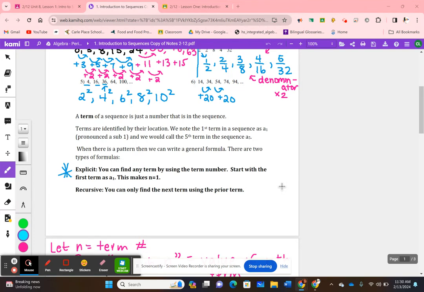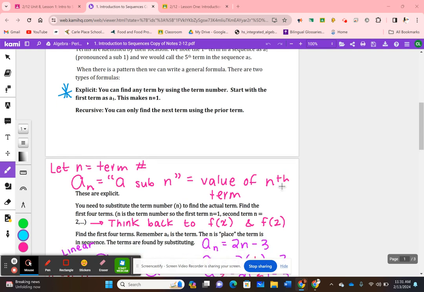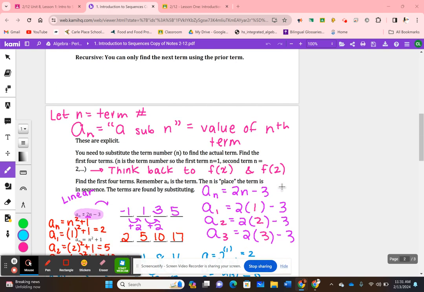There's basically 3 ways that you can find a sequence. 2 of them have to do with formulas. We have an explicit formula, which is basically just substitution. You start with the first term, so you substitute in a 1 to find the first term, then substitute a 2 to find the second term, a 3 to find the third term, and so on. Recursive is where you can only find the next term by using the prior term. That would be something like directions, like start with a 10 and add 7. We're not going to ask you to write recursive formulas, but we would ask you to follow directions and read them.